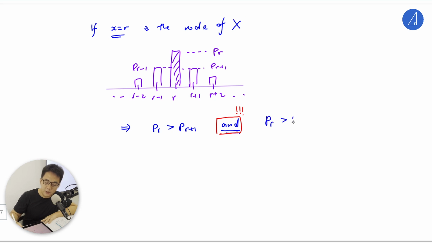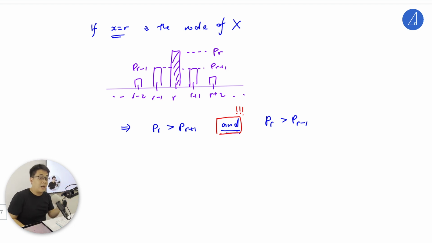P(R) is bigger than P(R minus 1). So it just means that the probability of getting the class of R is bigger than the probability of getting the class after, and also the probability of the class prior to it. So the before and after. That's the main thing there, right?